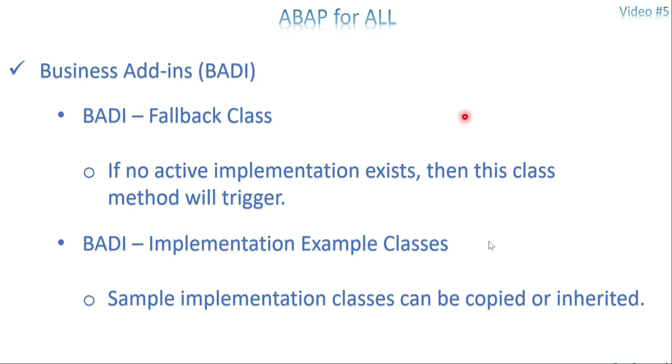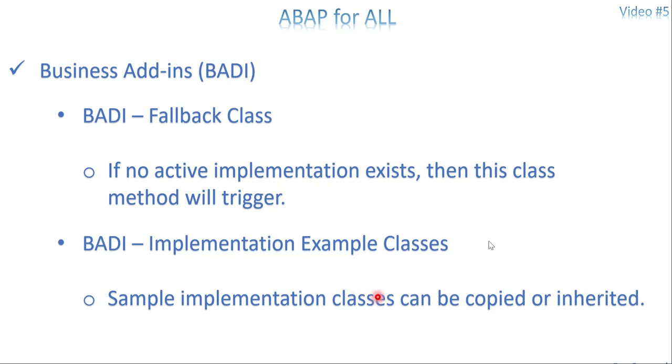If you require it while implementing your custom code, I already mentioned you have to create a Z class, you have to create a method and everything. So in that case, there is an option. SAP provided an example implementation method or class. If you need, you can take a reference of it. There are two options: either copy the class same like the example implementation class, or you can inherit it.